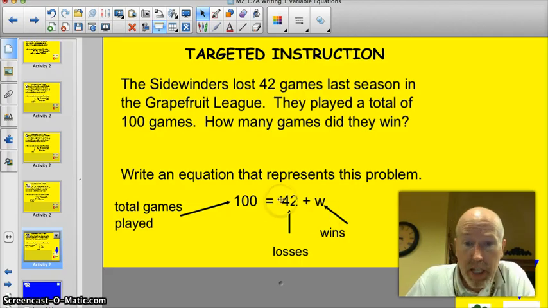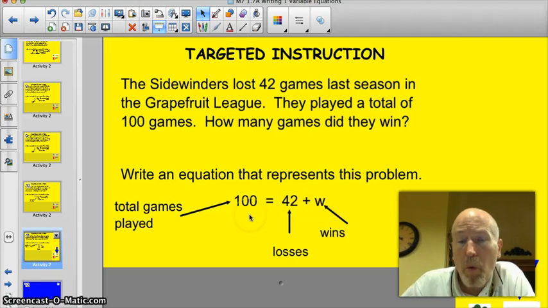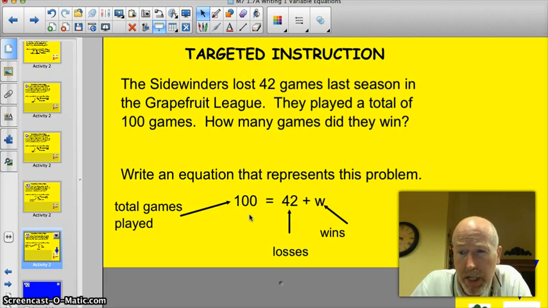The important thing is what you have on each side of the equal sign and making sure that those are the same. So here's the total games played, 100. Total number of losses, 42, plus W for wins is going to equal 100. Okay? All right. I think it's time to move on to the ticket to the show.